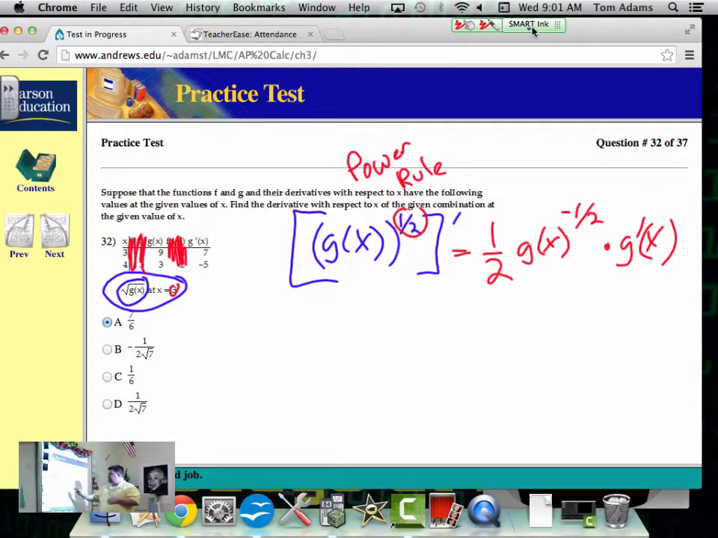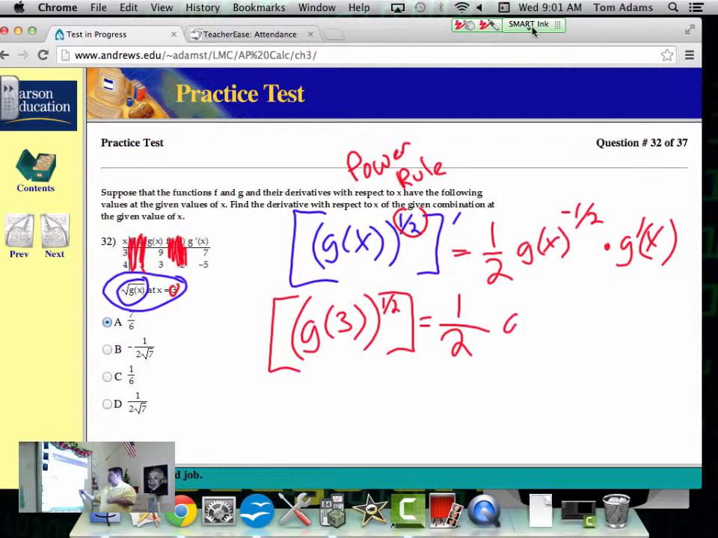Now if that's the case, and I want to figure out what this is evaluated at 3, or g of 3, then this quickly changes to 1/2 times g of 3 raised to the negative 1/2 times g prime of 3. Oops, why did I write it? I'm supposed to put the 3 in there. Now before I start plugging in values, I could clean this up a little bit. Or I could just leave it the way that it is.